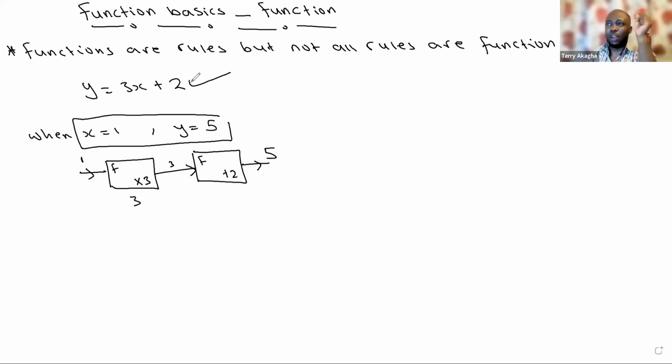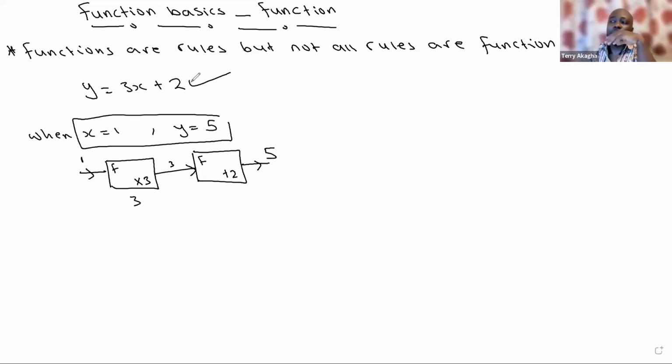Is this making sense? I'll go over it again. A function of a variable x is a rule that describes how a value of the variable x will be manipulated to give just one value of the variable y. So one value of x must give you one value of y to be called a function.